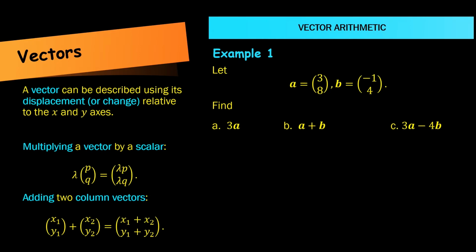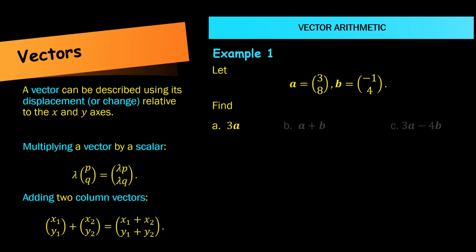Let's take a look at another example. Let a equal (3, 8) and b equal (-1, 4). Find the values of the expressions shown on your screen. Pause the video and have a go. Press play when you're ready to view the solutions.